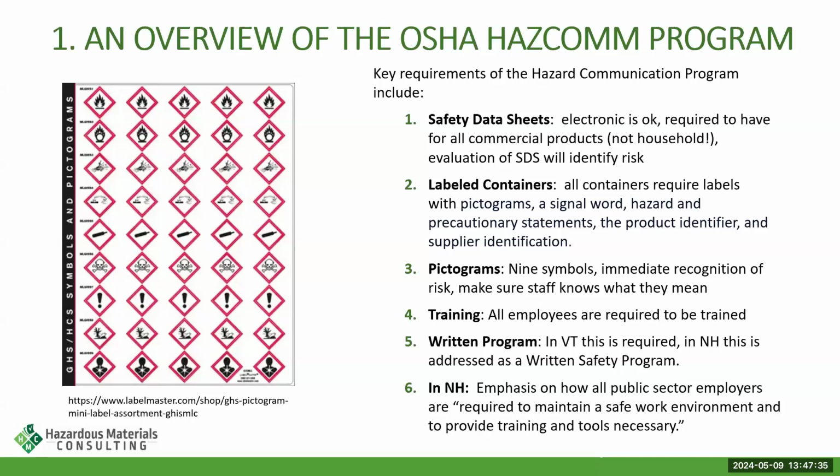The third requirement is pictograms. These are 9 symbols that your employees should be able to recognize at a glance to determine what risk they're indicating. So please go over the different OSHA pictograms and make sure your employees know those at a glance. Next is training. And the fifth item is a written program. So these kind of go hand in hand. You want to make sure that for your school you have a written program that defines how employees are going to be trained in the OSHA hazard communication program. And then you want to make sure that the training is documented and that you have employees sign off on their training once they attend it.